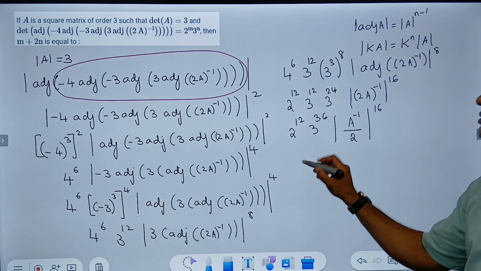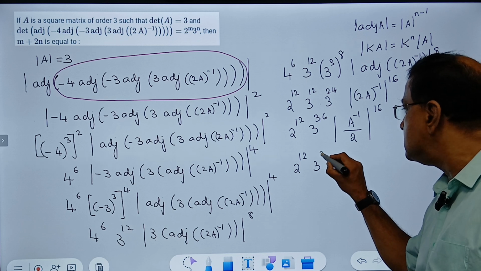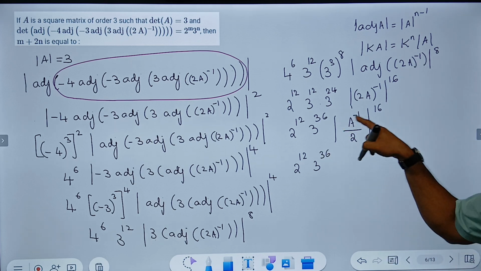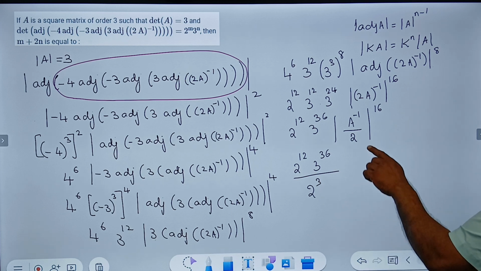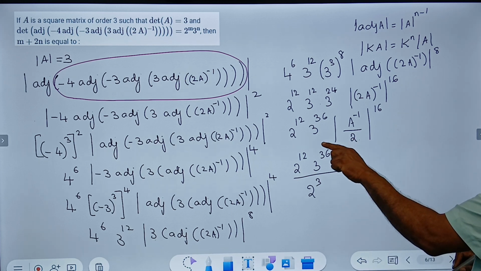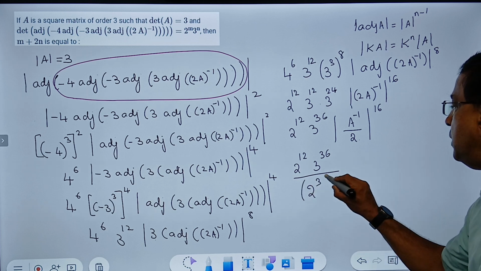Now when I take 2 outside, what will happen? 2 power 12, 3 power 36. Your K is 1 by 2. So if I take it out, it becomes 2 power 3. Why is it 2 power 3? Because K is 2, order of the matrix is 3. So 2 power 3 whole power 16.